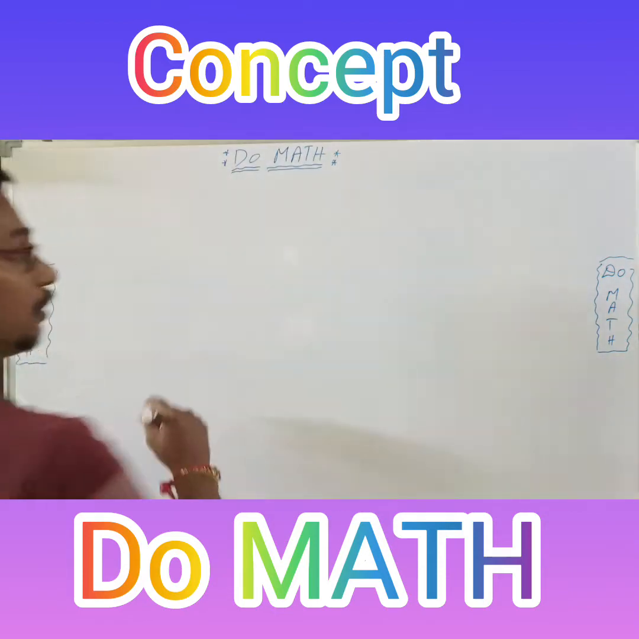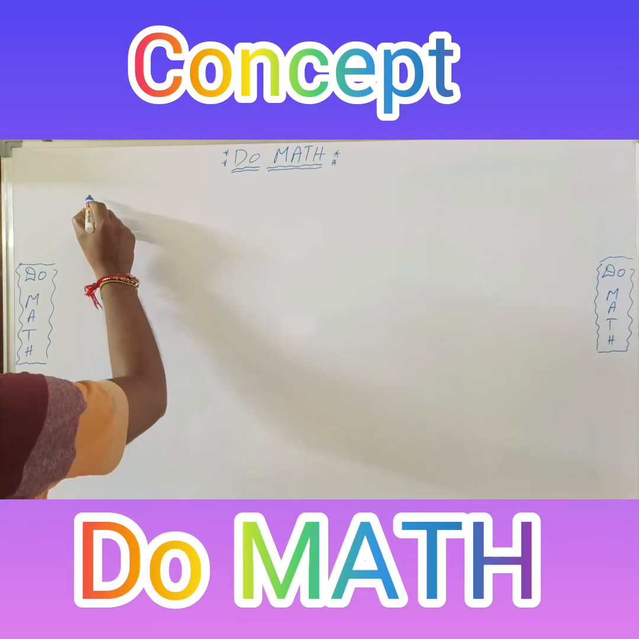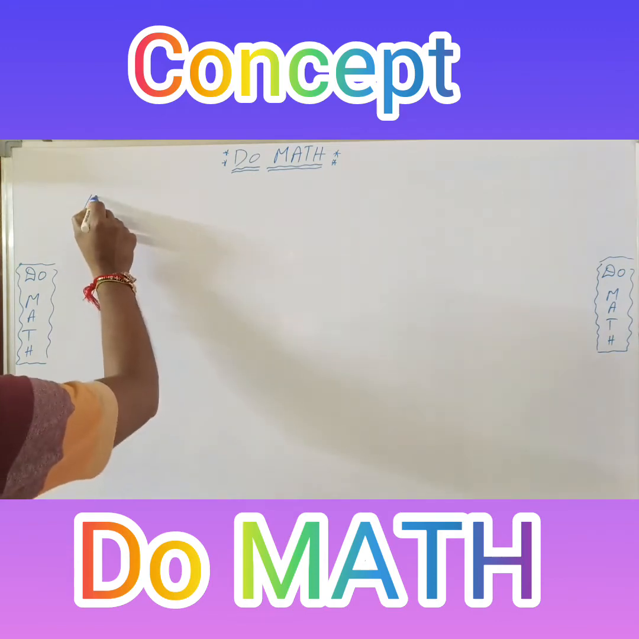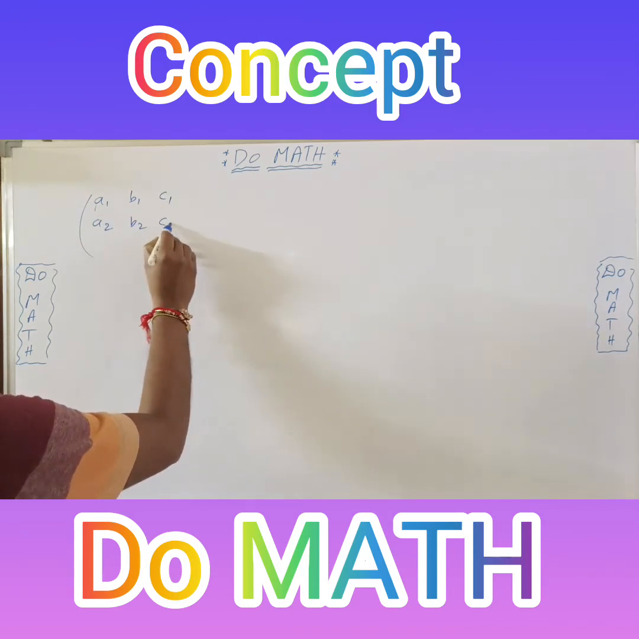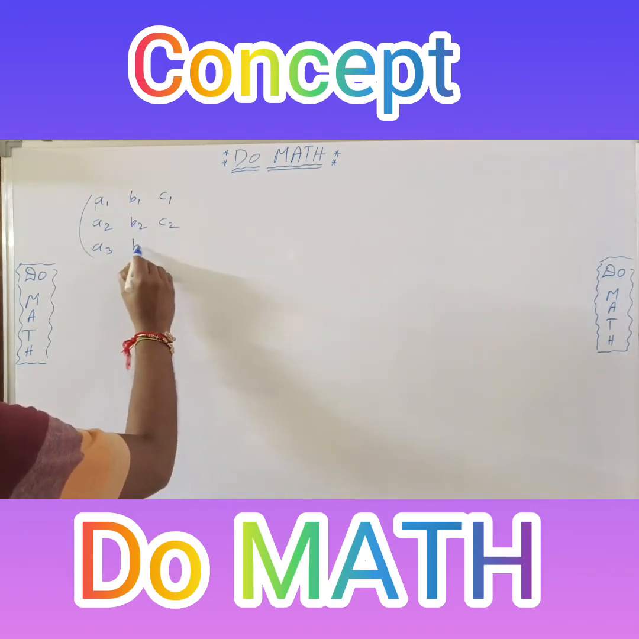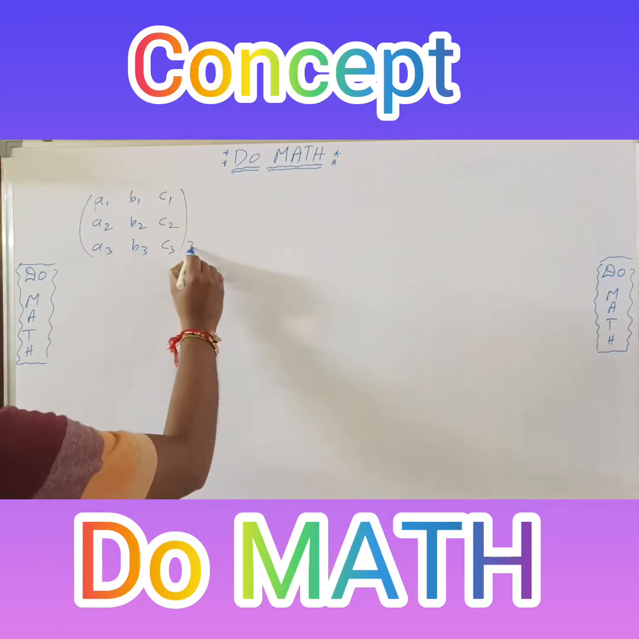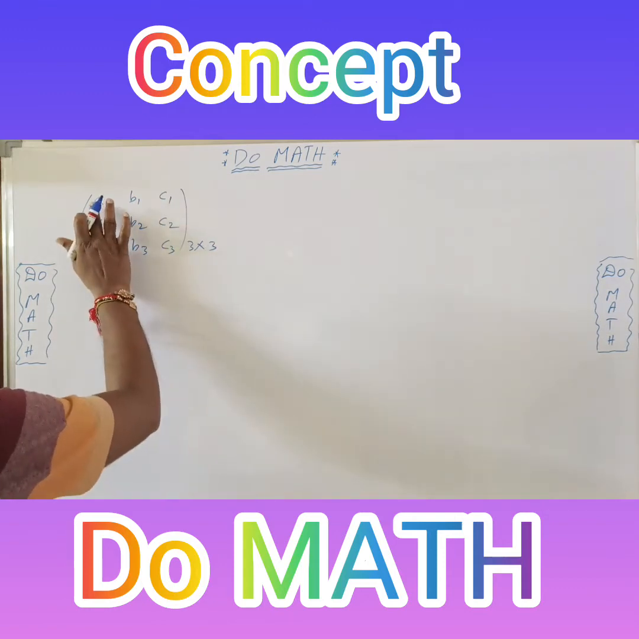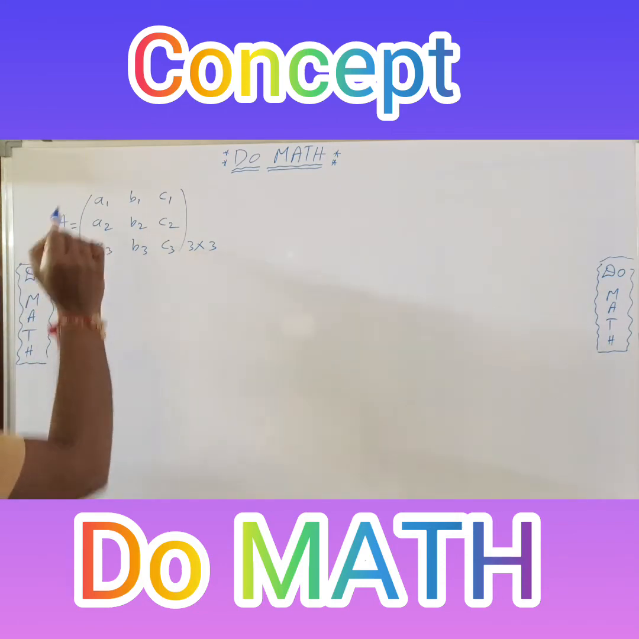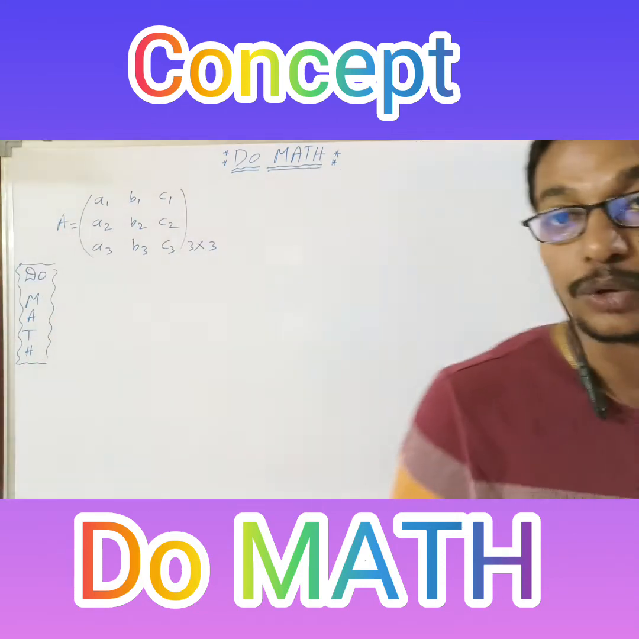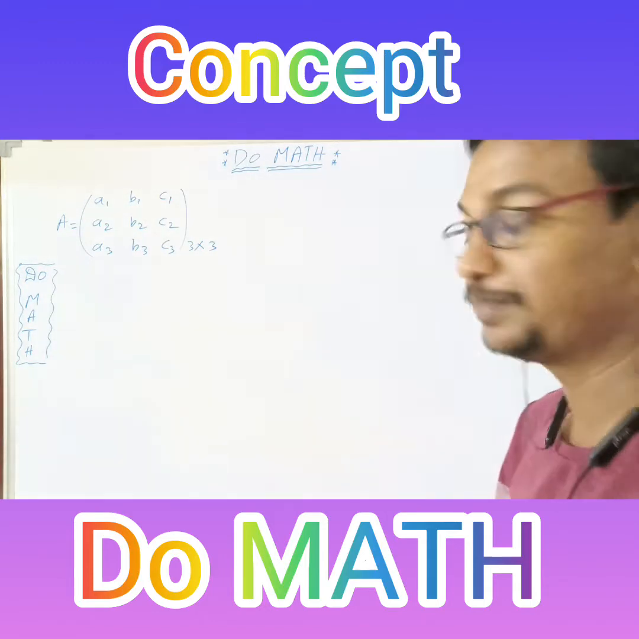So first of all, I can take the 3 by 3 matrix A1, B1, C1, A2, B2, C2, and A3, B3, C3, of order 3 by 3, with 3 rows and 3 columns. I can denote it as A. So A is a matrix of order 3 by 3.